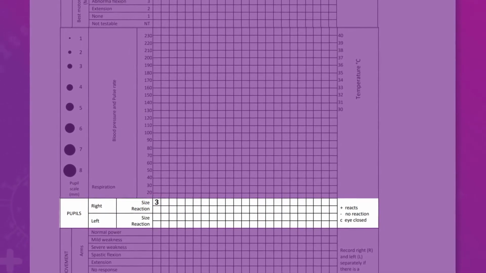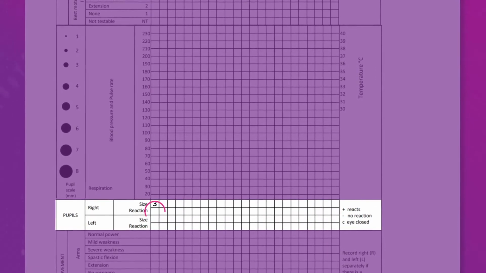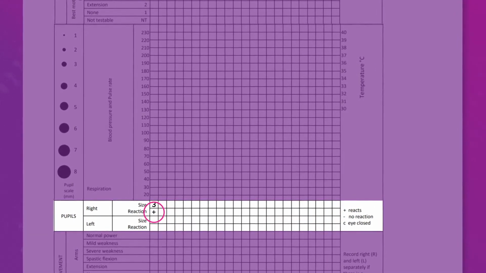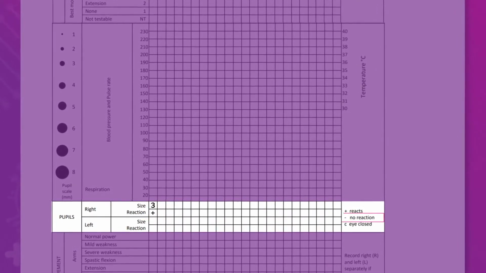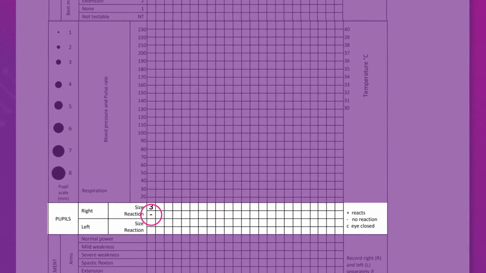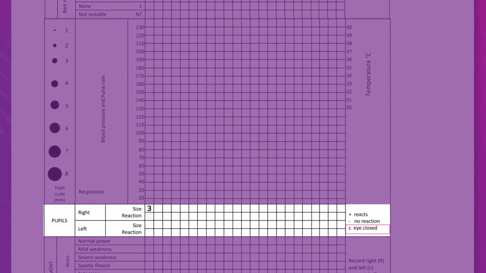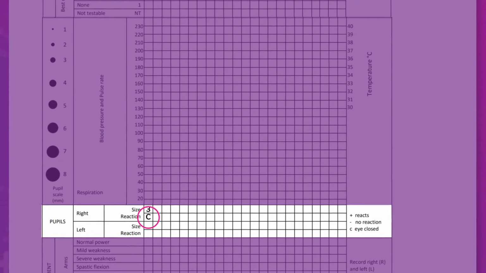If the patient's pupil reacts normally by constricting and dilating, you should mark a plus sign in the reaction box. If there is no reaction, mark a negative sign in the reaction box. If the eye was closed and you had to reopen it, mark C in the reaction box.